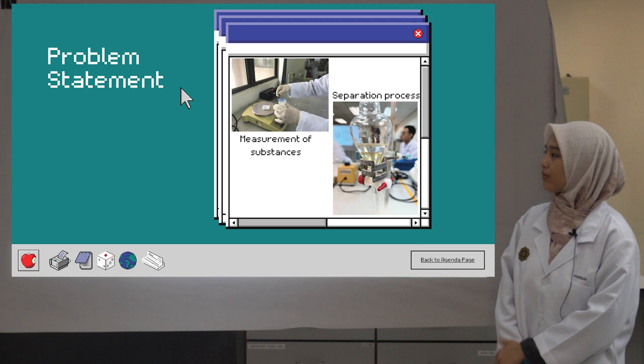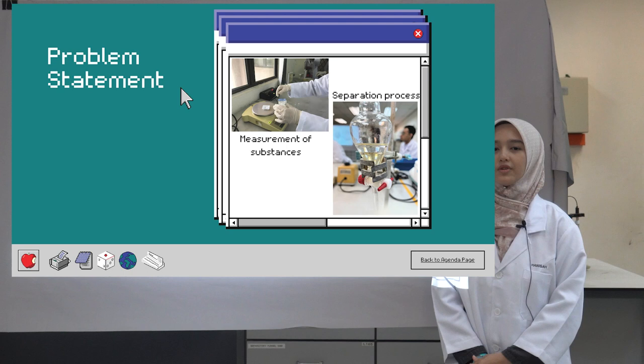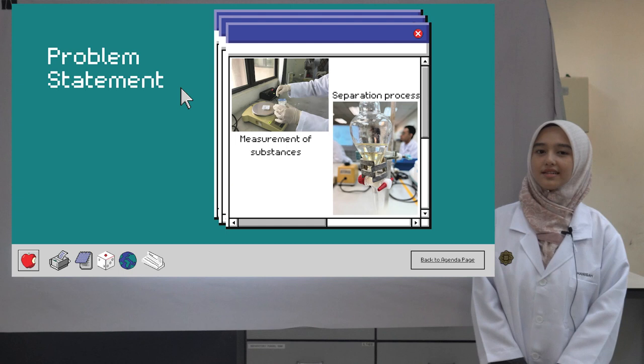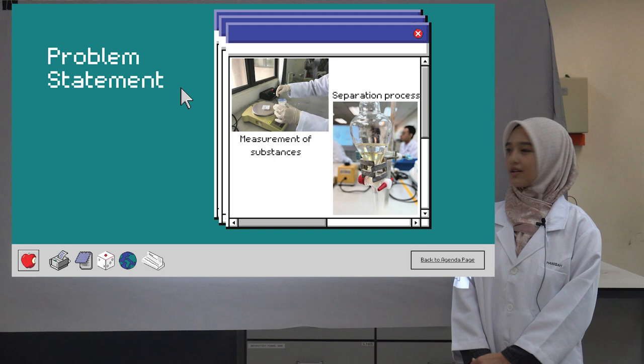As for the problem statement, the source of the error is the measurement of substances. This is because it will affect the overall quality of the extraction. Next, the separation process is also one of the sources of error, as it is hard to differentiate between the two layers because the colors are quite similar.